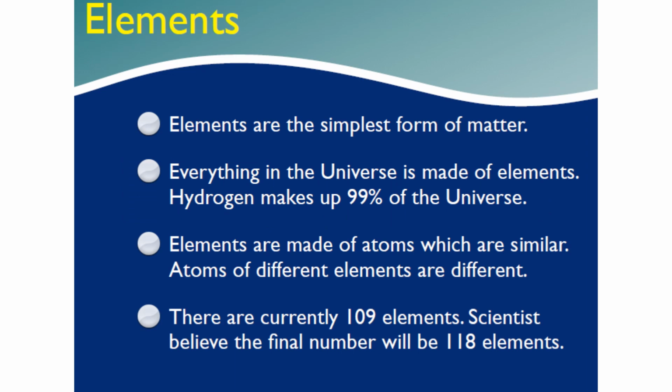Elements are the simplest form of matter. Everything in the universe is made of elements. Hydrogen makes up 99% of the universe. Elements are made of atoms, which are similar. Atoms of different elements are different. There are currently 118 elements.